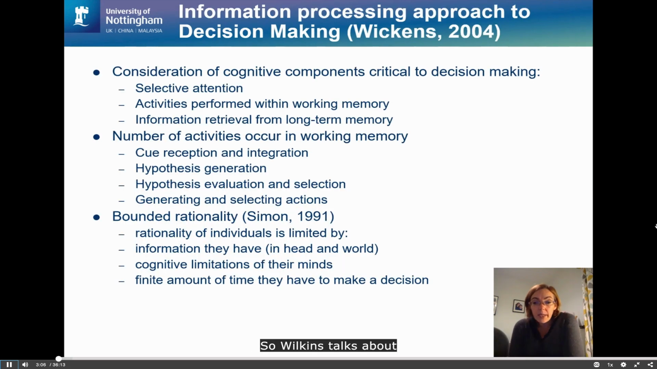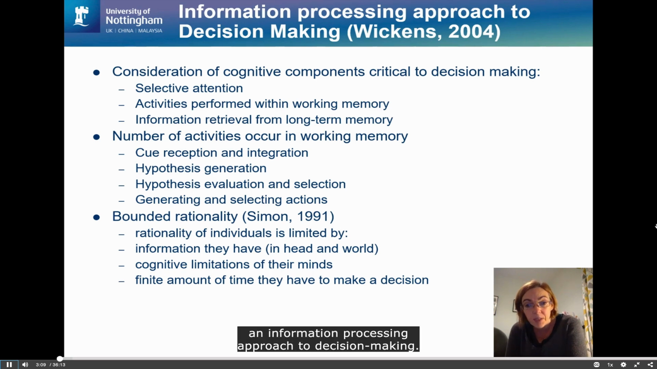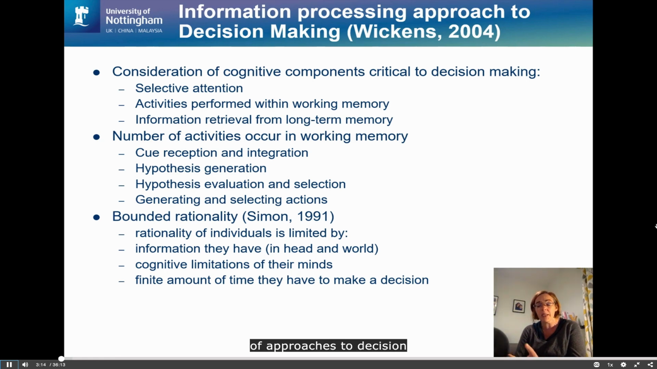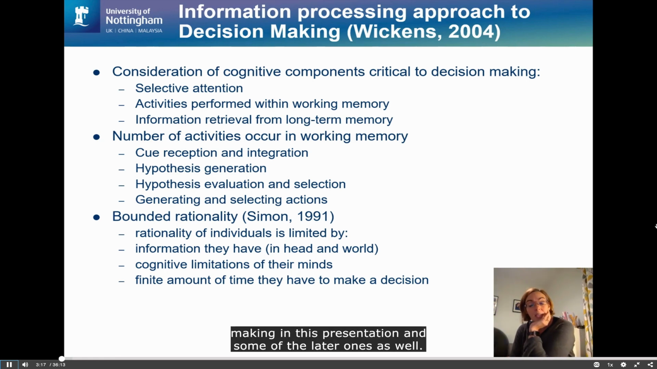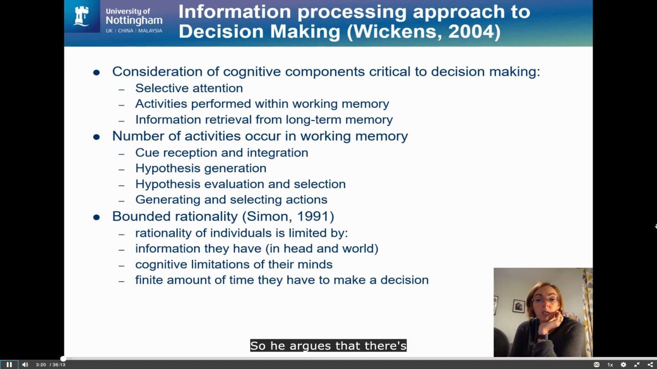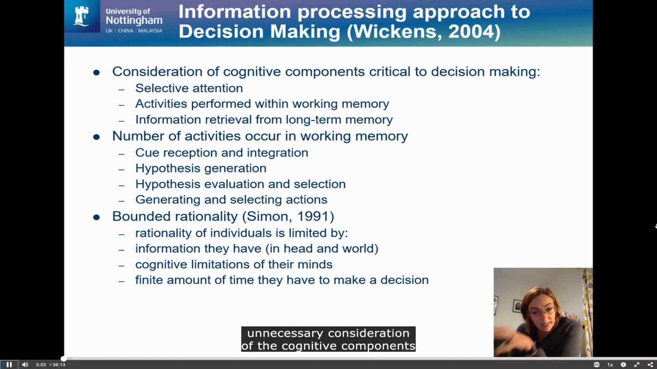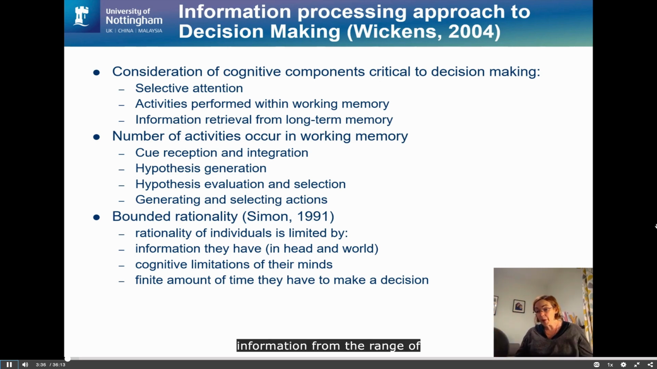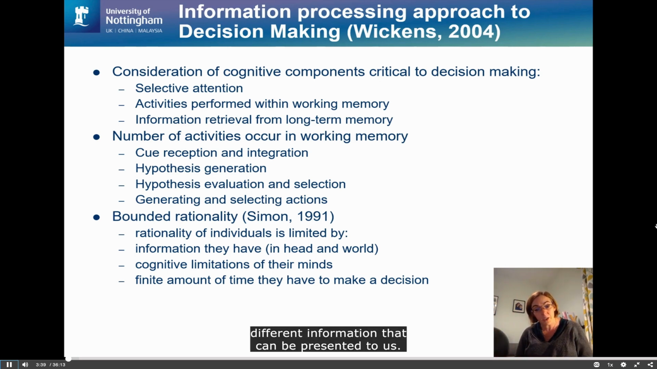So Wickens talks about an information processing approach to decision making, and I'll talk about a number of different types of approaches to decision making in this presentation and some of the later ones as well. So he argues that there's a necessary consideration of the cognitive components that are critical to decision making. These include selective attention. So remember, selective attention is about where we are selecting information from the range of different information that can be presented to us, and we use that to make a decision of some sort.